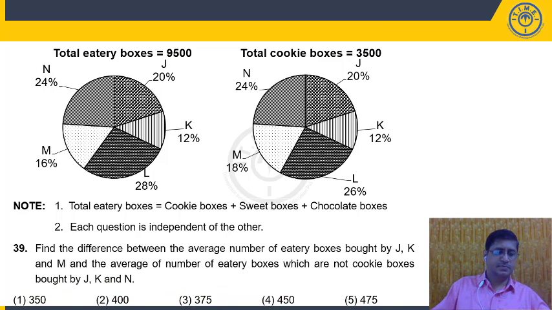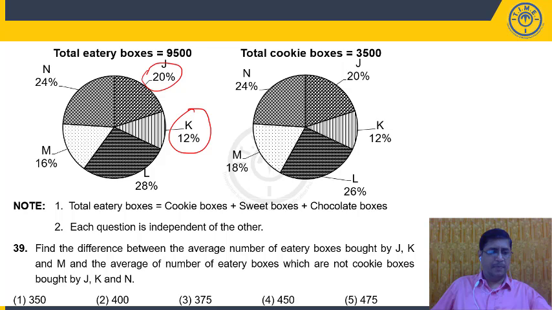Look at the next example. Find the difference between the average number of eatery boxes bought by J, K and M and the average number of eatery boxes which are not cookies bought by J, K and N. So eatery boxes by J, K, M are 20, 12 and 16. So what is the sum of all these parts? 20 plus 12 plus 16 is 48.